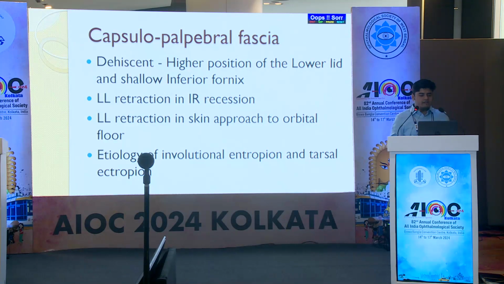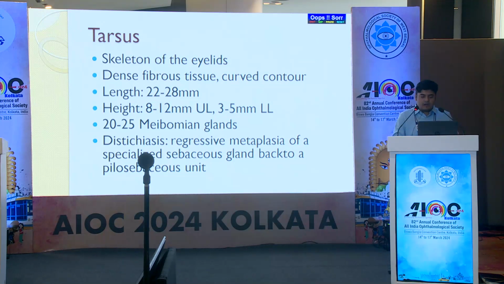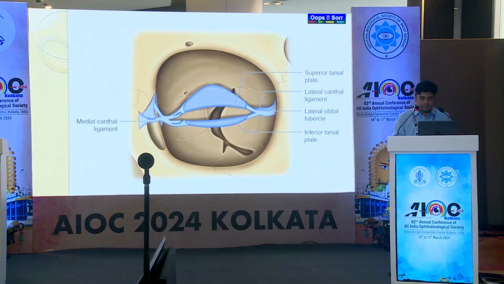Similar to the levator, dehiscent capsulopalpebral fascia causes higher position of the lower lid and shallow inferior fornix, and there might be lower lid retraction in inferior rectus recession. The tarsus is a part of the skeleton of the eyelids. It's a dense fibrous tissue, and it has 20 to 25 meibomian glands in each lid, as we know. And distichiasis is caused by the regressive metaplasia of the specialized sebaceous gland back to a pilosebaceous unit.